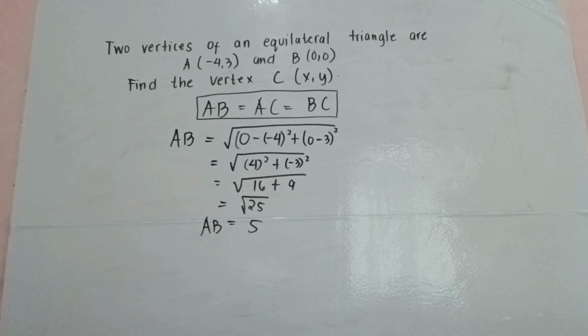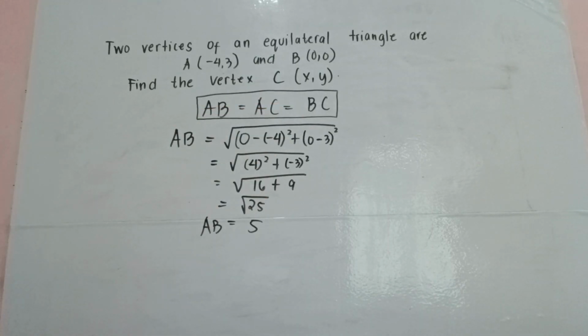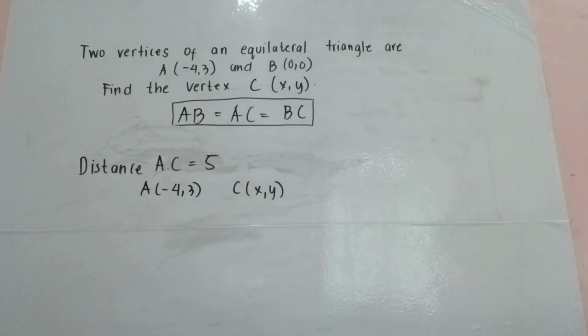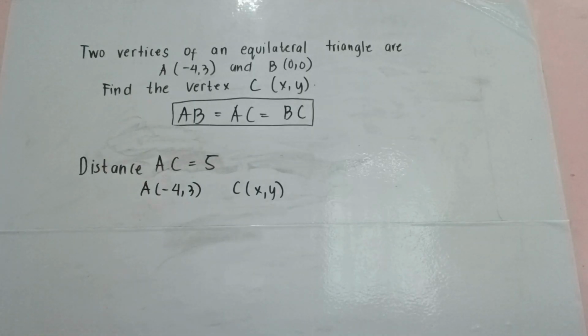Now we assume the third vertex is C, (x, y), which we need to find. Next, let's use the distance formula to set up equations for AC and BC. Recall that the length of AB is equal to 5. In an equilateral triangle, all sides of the triangle must be equal. Therefore, the length of AC and BC must be equal to the length of AB, which is 5.